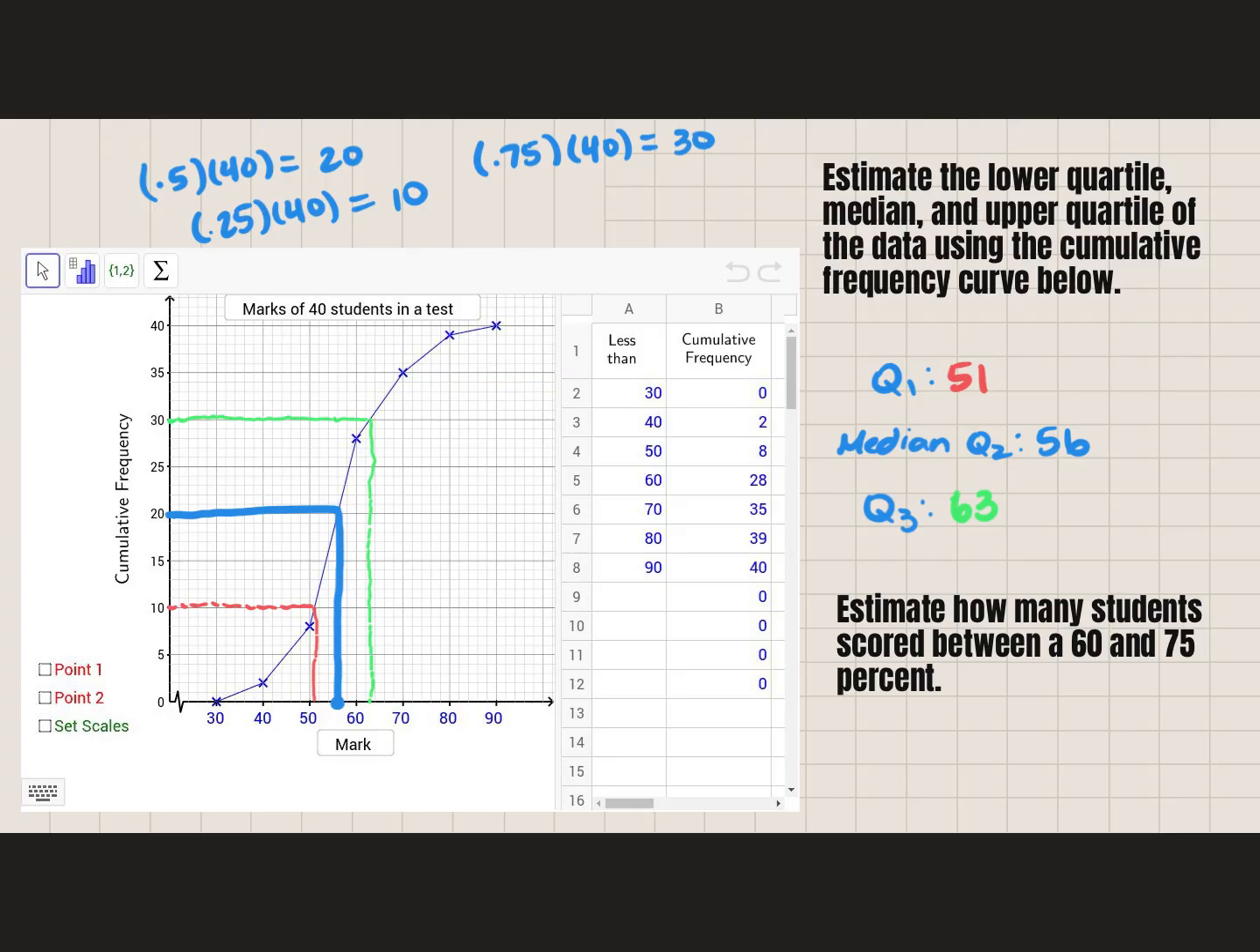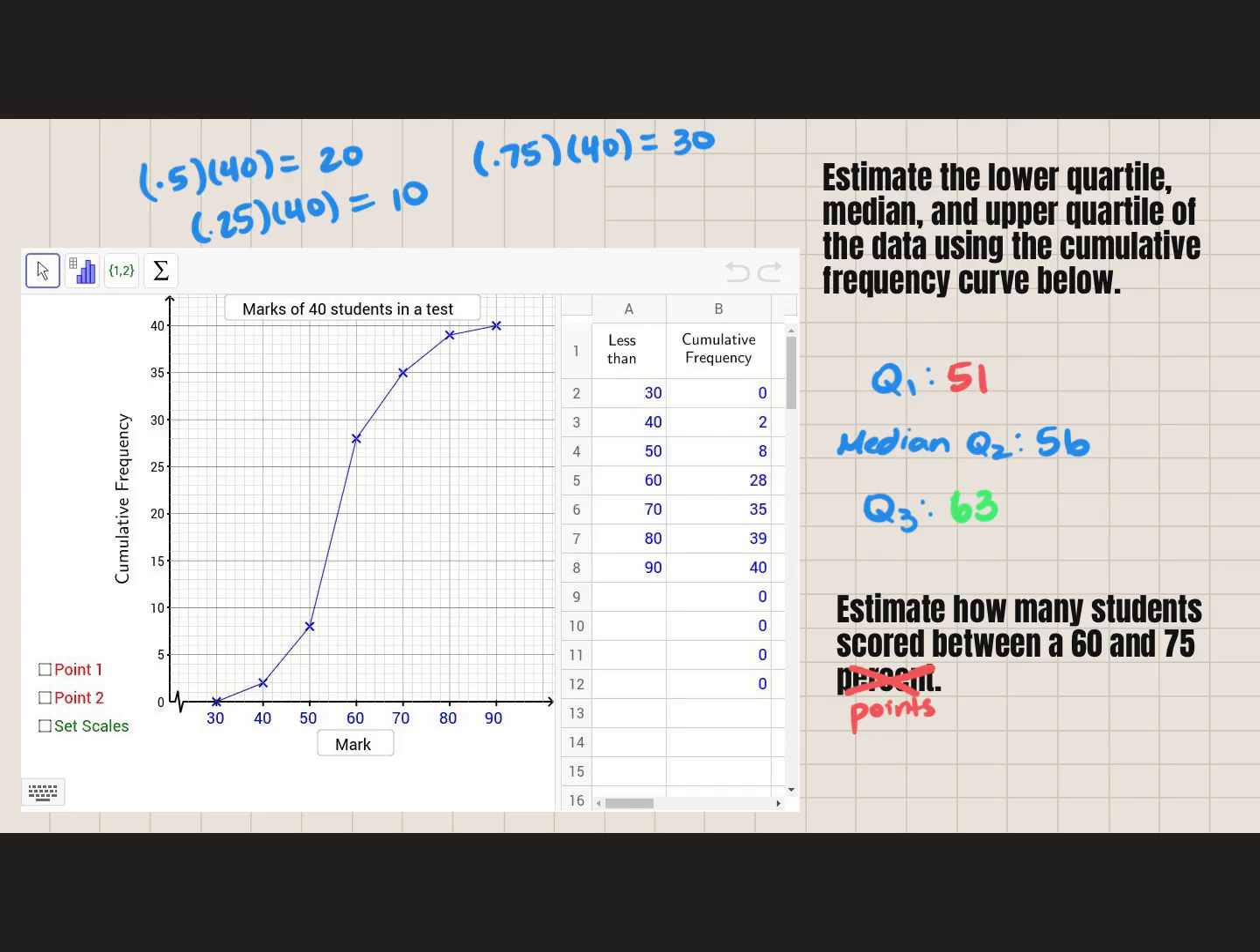Okay. And we can actually go backwards. Oh, percent's probably not the right word here. Points would probably be the better word. So, estimate how many students scored between 60 and 75 points. I can just reverse the process that I've been doing. So I'm going to erase what I have on my graph, because I don't want those lines to really get in my way.